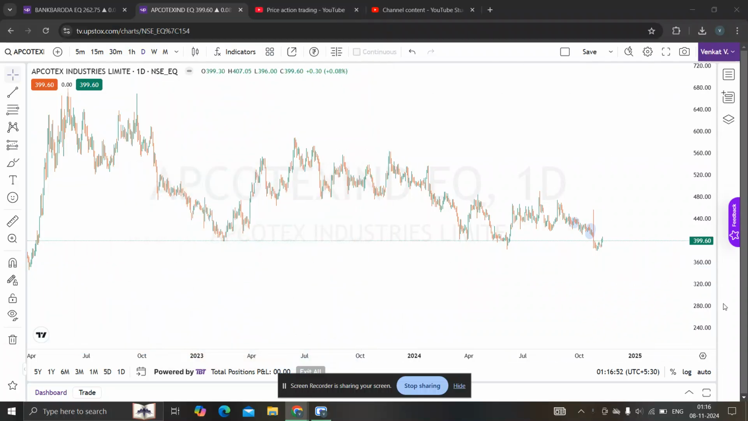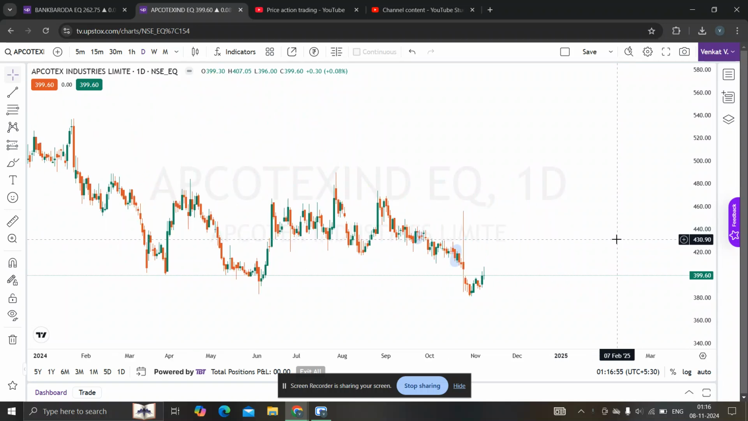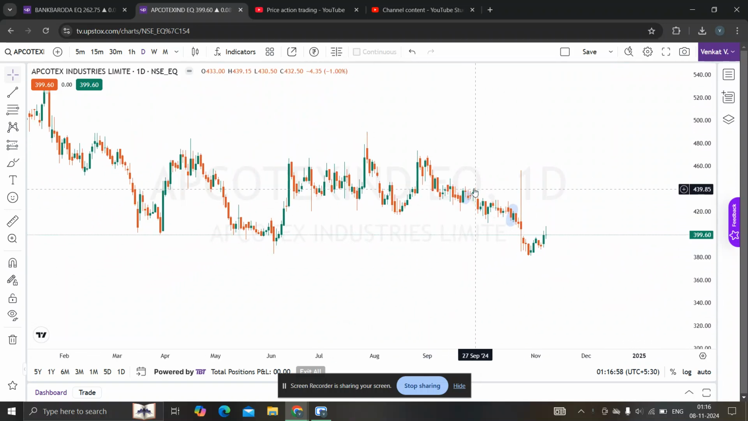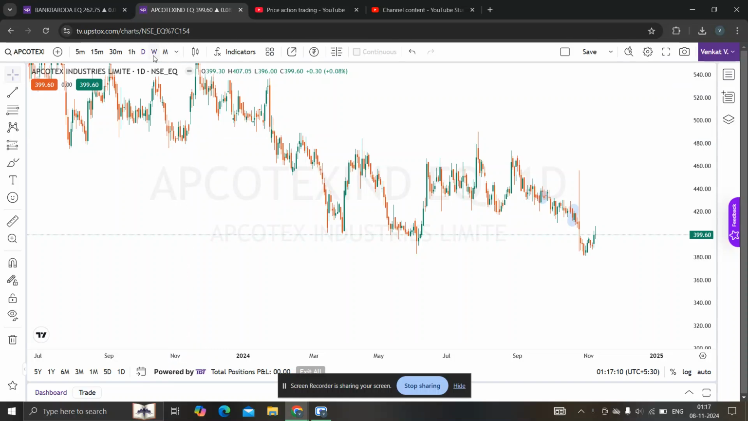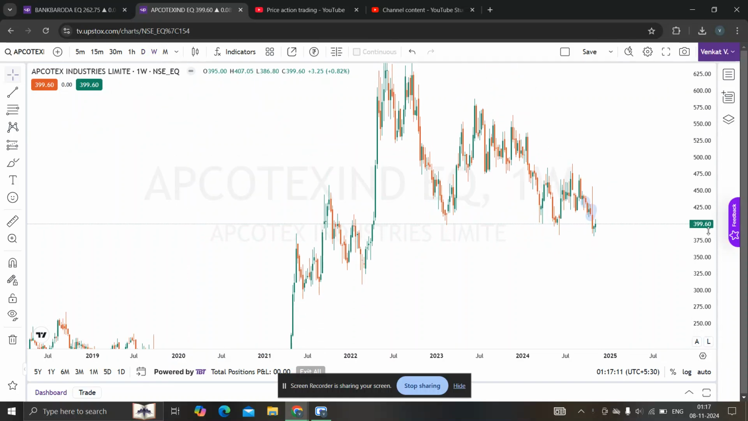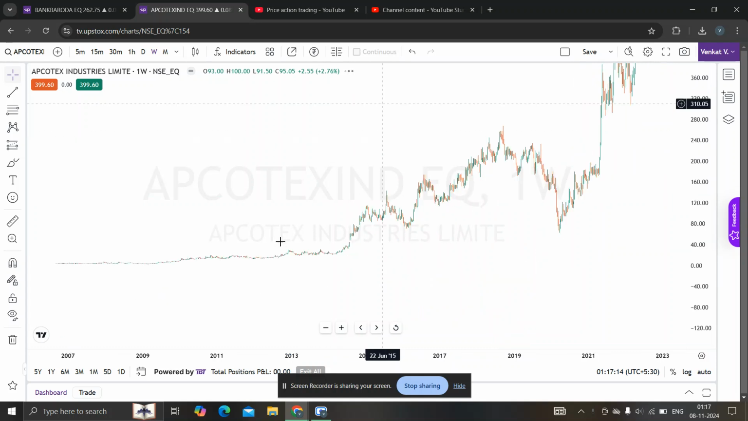Let us analyze this stock. I had traded this, and I entered at the small candles and exited at this candle, and I made a loss, right? Let us see the reason behind this. Let us go to the weekly time frame and see how the stock is reacting.